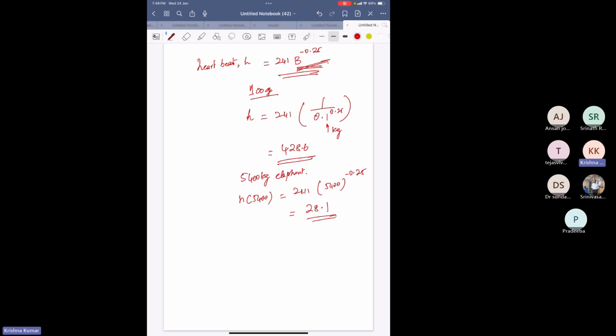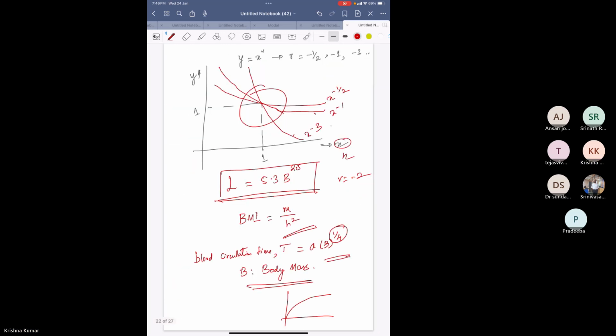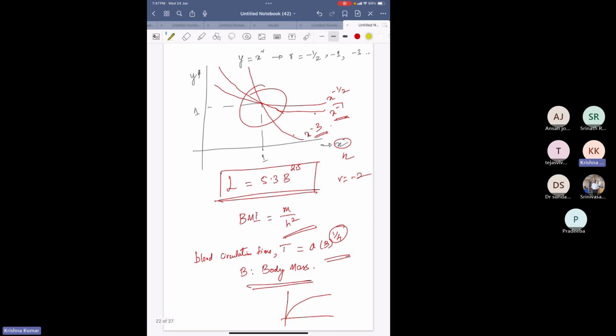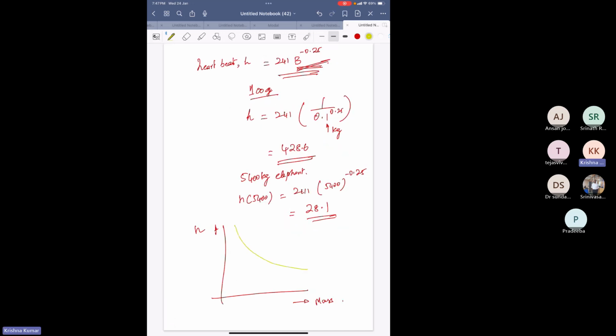So how does this graph look like? These are the things we had seen. So how would this look like? That is, say, the mass, and this is heartbeat. Then the graph from our previous experience should be something like this.